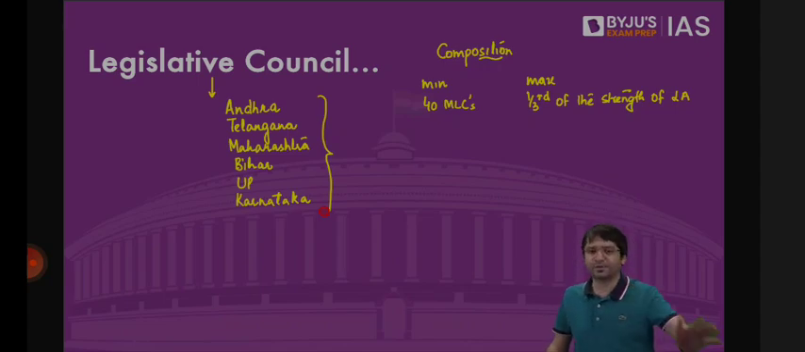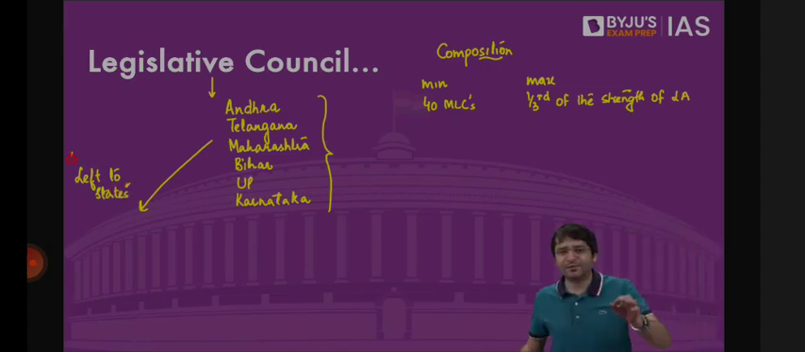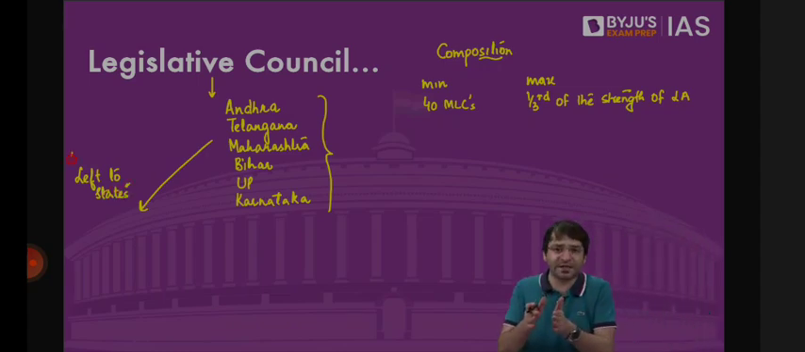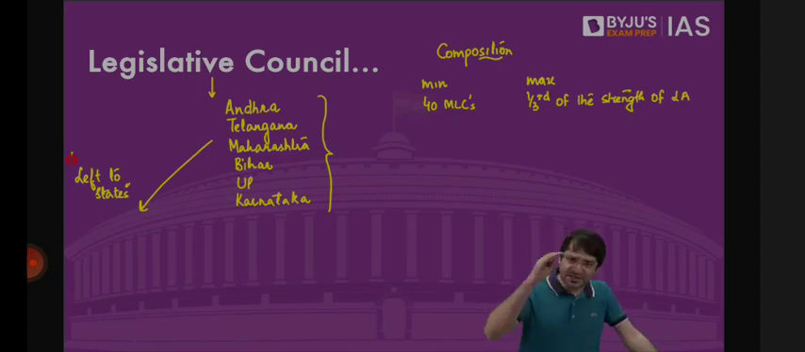But now you can ask a question. Sir, why only in these 6 states? Why not in other states? The Constituent Assembly, which drafted our constitution, debated this. And ultimately, it was left to states. If a state in India wants to have a second chamber of the state legislature, they can do that. If not, we will follow a unicameral legislature at the state level. Because at the central level, we have a bicameral legislature, which has 2 houses, Rajya Sabha and the Lok Sabha.